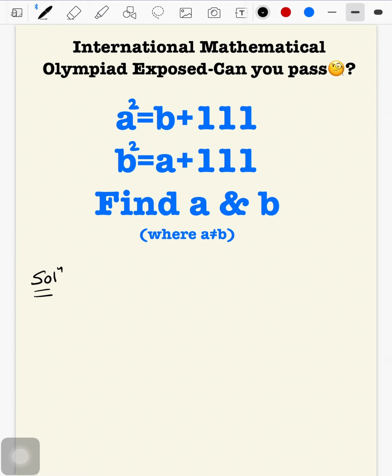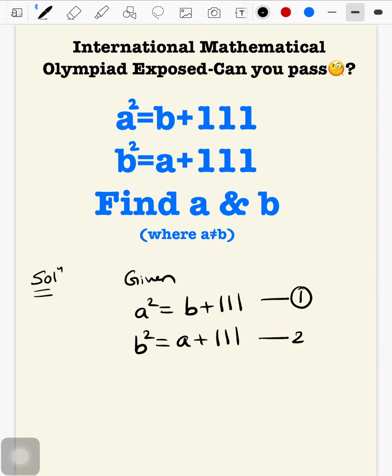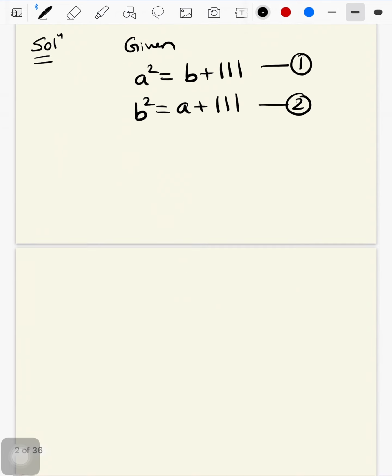Okay, so two equations are given to us. We are starting with the given equations. The first is a square equals b plus 111, and the second equation is b square equals a plus 111. We are taking them as equation number 1 and equation number 2. As we do for simultaneous equations, we try to solve in that manner only.